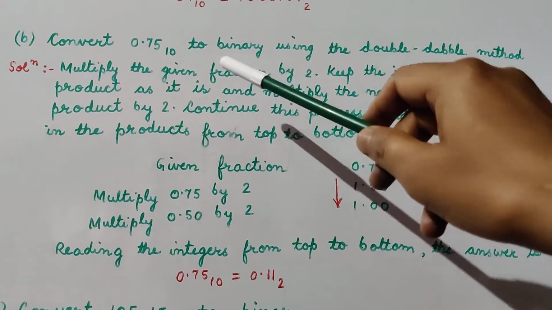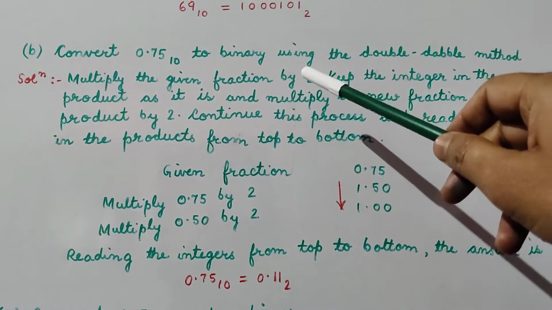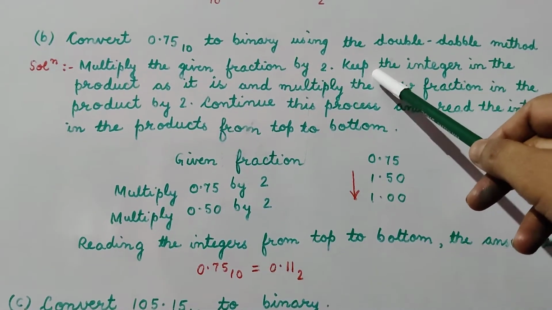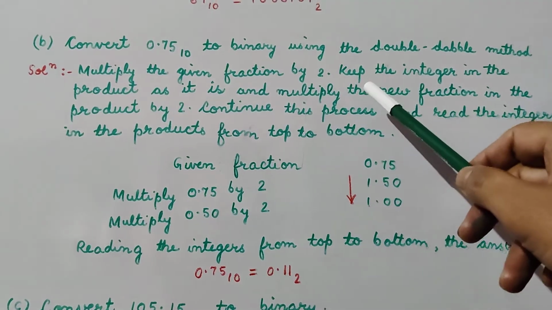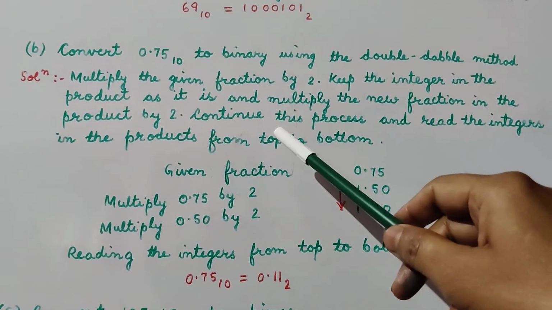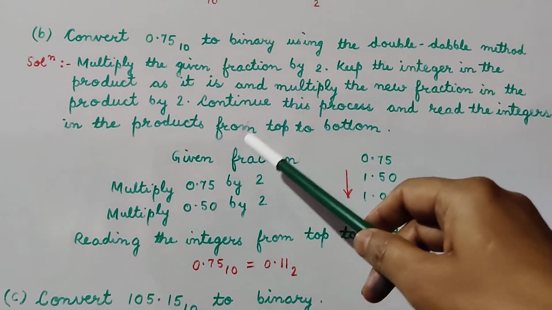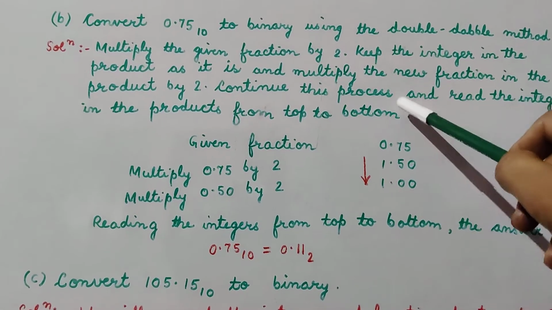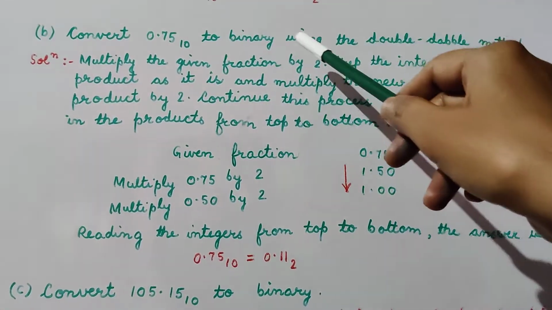Now for converting a given fraction, meaning a decimal fraction, to binary, we will have to multiply the given fraction by 2 and we will have to keep the integer in the product as it is, and then we will multiply the new fraction in the product by 2. We will continue this process and we will read the integers in the product from top to bottom. So we will follow this process to convert 0.75 to binary.